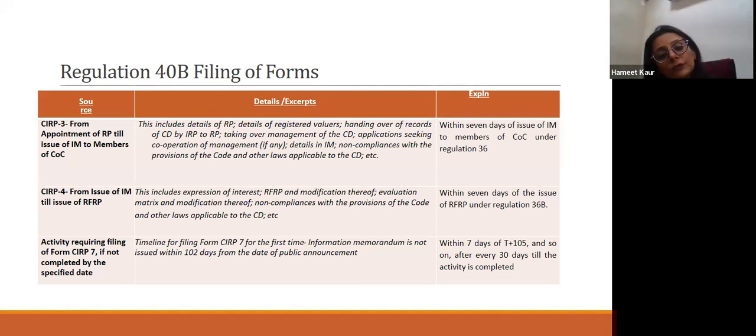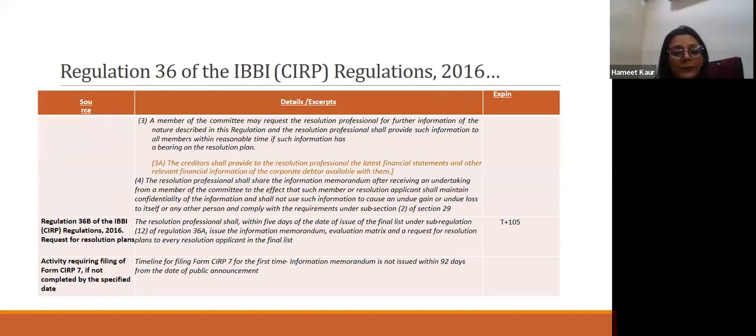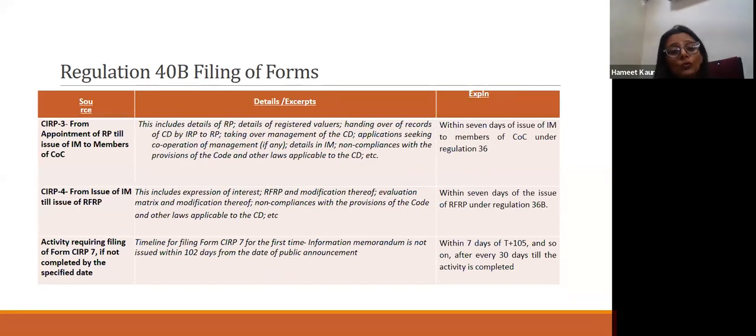Timeline for filing Form 7 for the first time is if the information memorandum is not issued within 102 days from the date of public announcement. Sorry, here there is a correction. This 92 days is written in the CRP guidelines, which have not been amended after the latest amendment. So you should read it as within 102 days from the date of public announcement, right? So the actual date is within 7 days of T+105 and so on, after every 30 days till the time that activity is completed. So CRP 7 is filed for certain activities which are not completed by their specified dates.